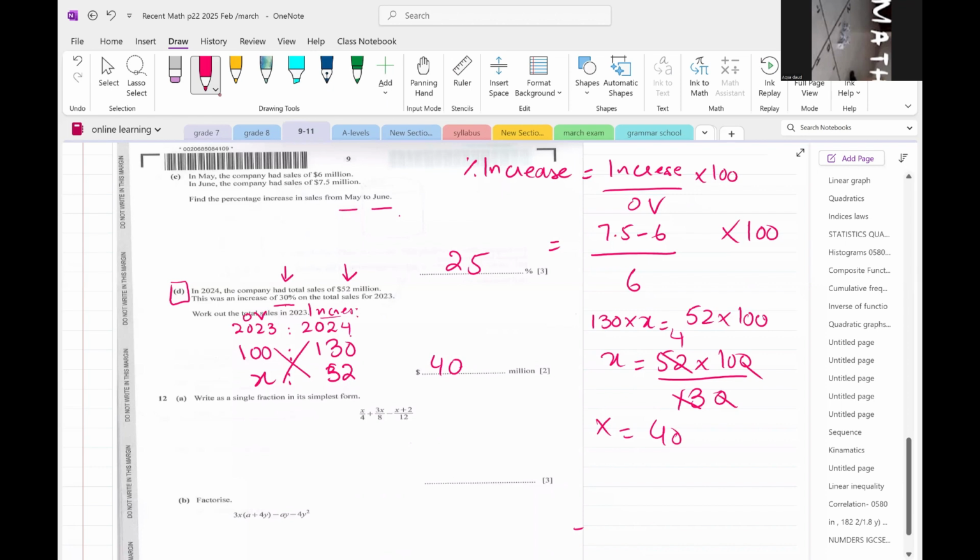Okay. Write as a single fraction in its simplest form. x over 4 plus 3x over 8 minus (x plus 2) over 12. You have to take the LCM of 4, 8, and 12. In order to make the denominator same, take the LCM and it will be 3 2 times 6, 6 2 times 12. I have to make the denominator 12. I'll multiply this by 3.